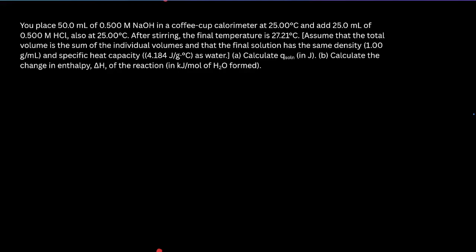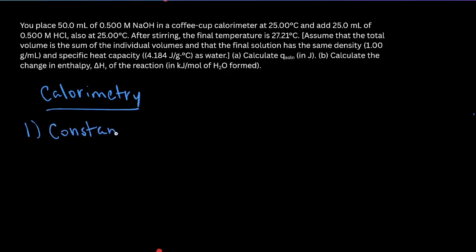Alright, so in this video, we'll be looking at one of the two major types of calorimetry. There are two types of calorimeters or calorimetry that we'll be exploring in general. The first one is going to be constant pressure calorimetry.